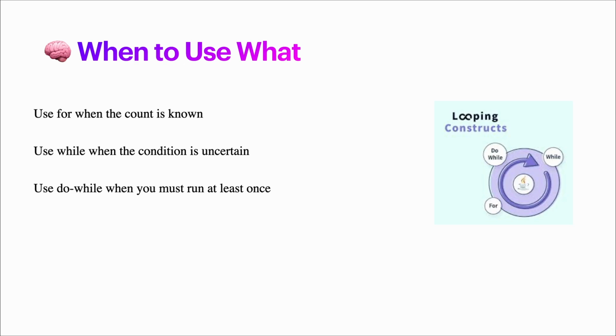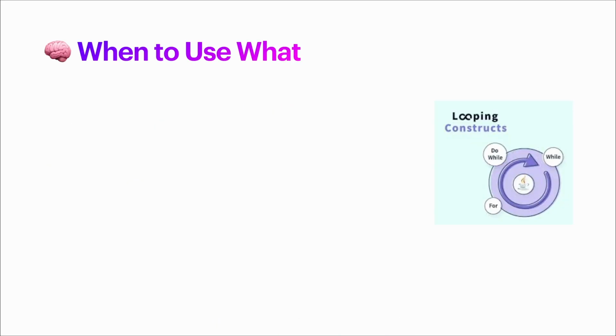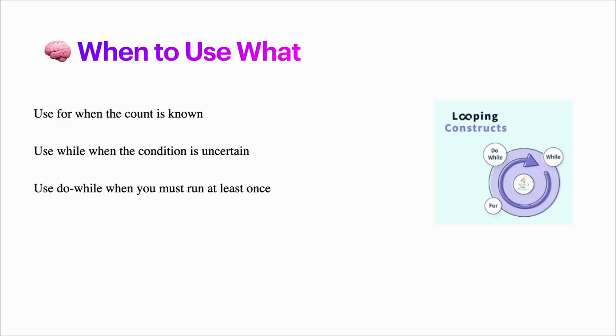Now, what is a condition? Those things we put in our if else statement. If this is greater than this, do this. Those are your conditions. The third one, the do while loop, is used when you must run at least once. Now we're going to have the practical aspect of this so that we'll understand. We'll be using many examples.